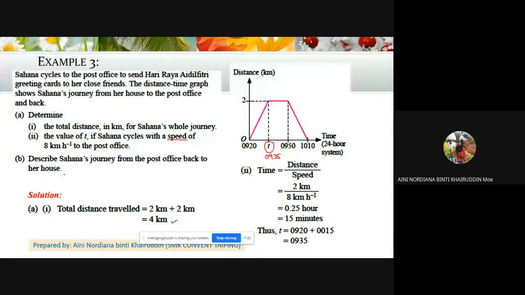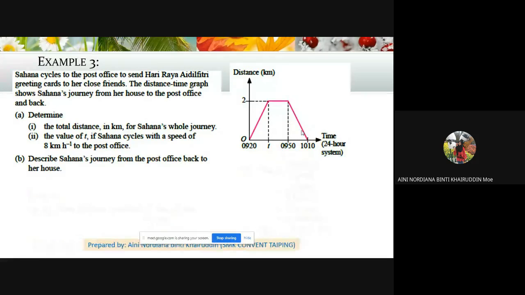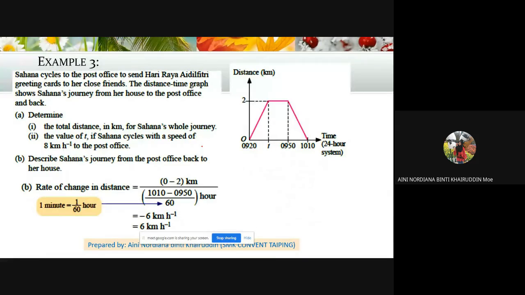Okay, soalan B. Describe Sahana's journey from the post office back to her house. So disuruh describe yang ni. So macam biasalah bila describe mesti bagi tahu speed and distance. So speed dia 6 km per hour. Yang ni kena hati-hati. Distance dia memang 2. Sebab dia patah balik kan, distance masih sama.